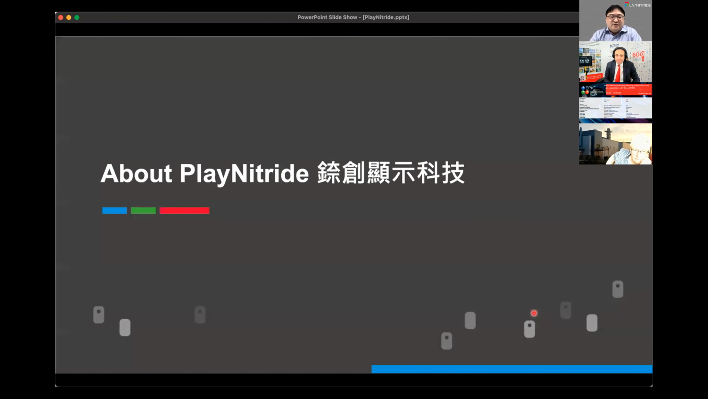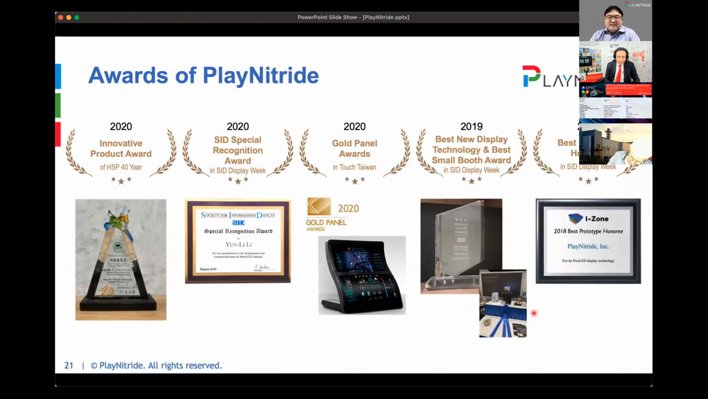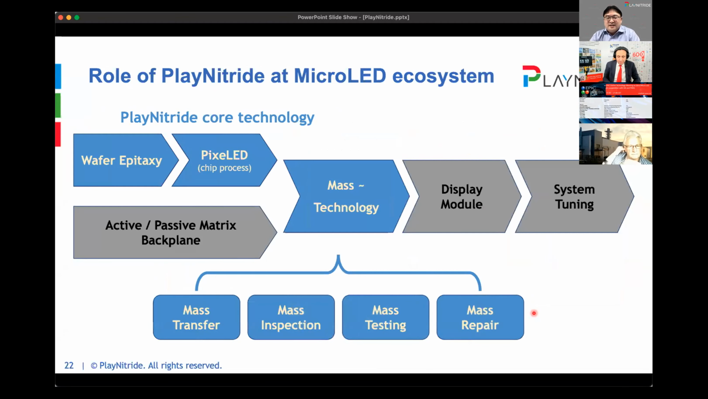Okay, for the very end, let me briefly introduce our company. We were founded in 2014 and are located in Taiwan's Hsinchu Science Park. We already have production lines producing micro LED chips and displays, and we have received several awards from different locations. For Play Nitride, our core technology is wafer epitaxy and micro LED chip processing, including mass transfer, inspection, testing, and mass repair. For the others, we work with our partners, as I showed before, like AUO or Tianma.